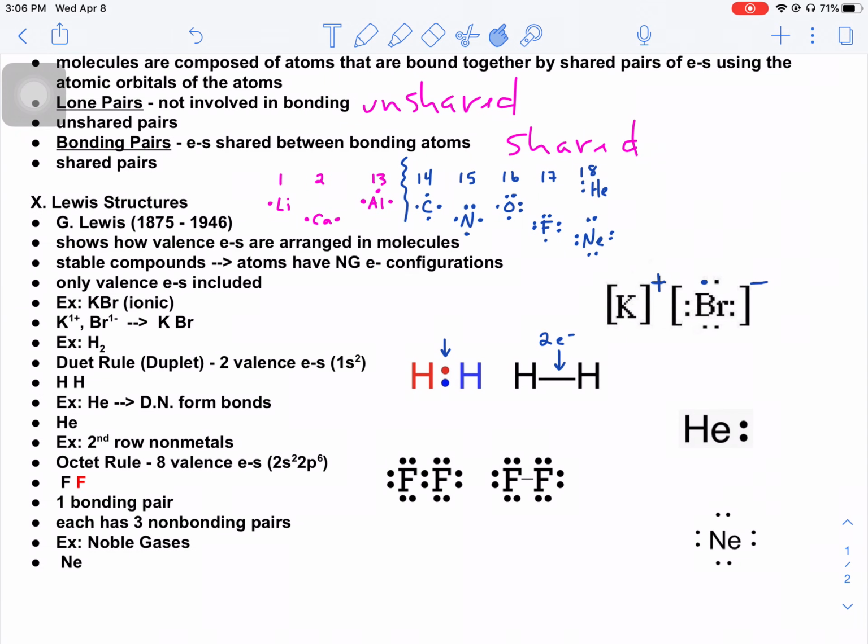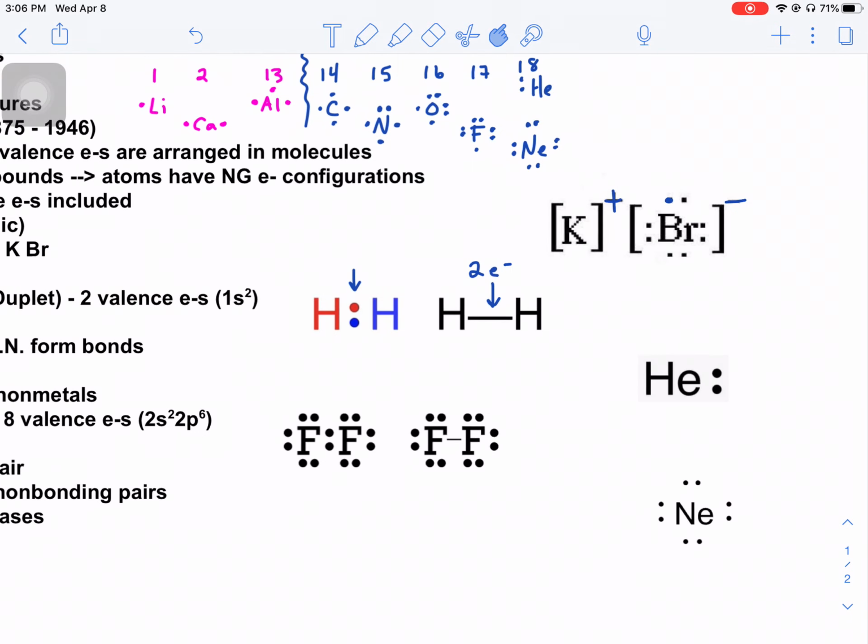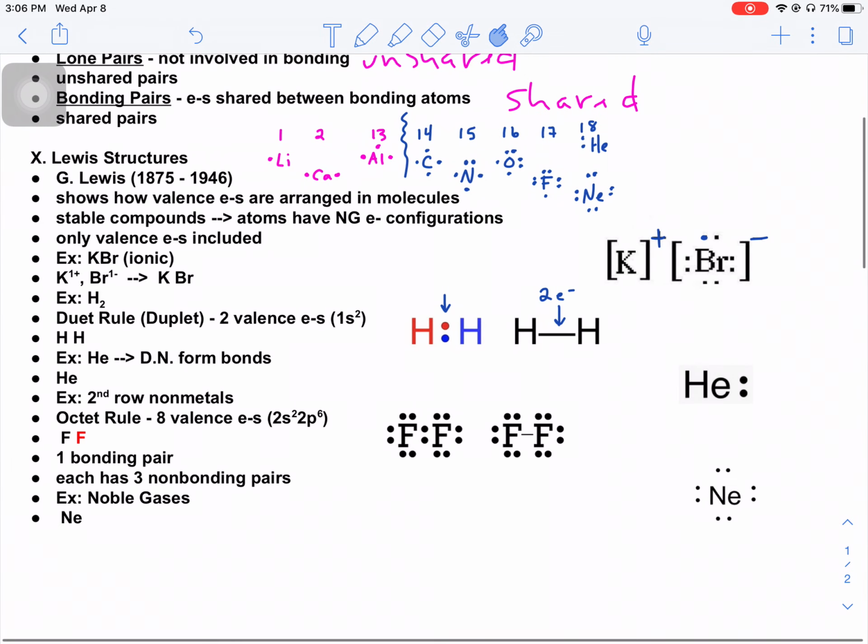All right, so my next example is helium. I kind of already covered it up above. Helium would be a single element with a duplet, so it's kind of the rare exception of when we actually show 2 electrons paired up. Which brings us to fluorine.